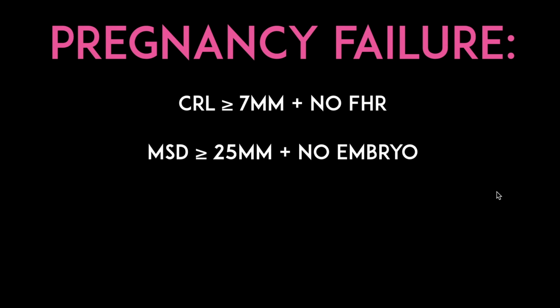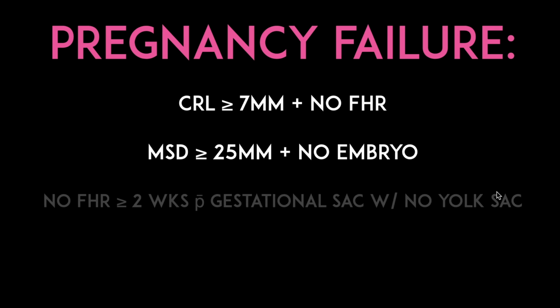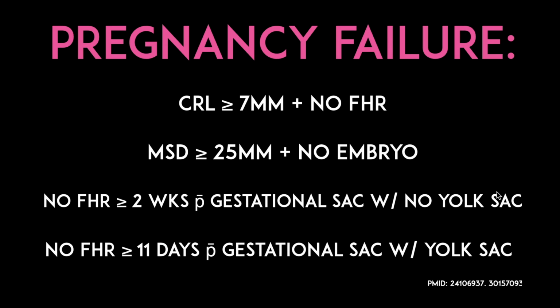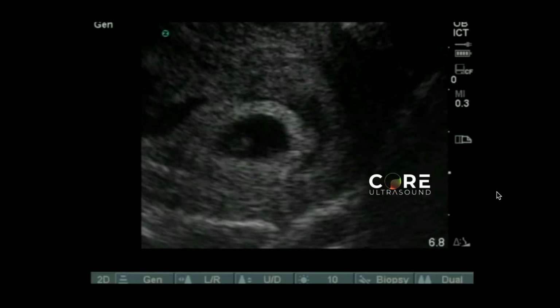Now let's talk about how you can identify if the patient has a pregnancy failure. There's a couple of things you can look for. If you see a fetal pole and there is a crown rump length of greater or equal to 7 millimeters without a fetal heart rate, if there is a mean sac diameter greater or equal to 25 millimeters without an embryo, if you see no fetal heart rate and a fetal pole greater than 2 weeks with a gestational sac without a yolk sac, more likely to be a pregnancy failure. And then if you see no fetal heart rate greater or equal to 11 days with a yolk sac, that is a patient that is likely to have pregnancy failure.